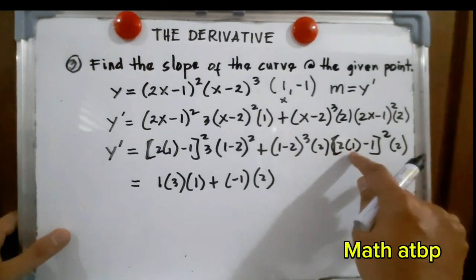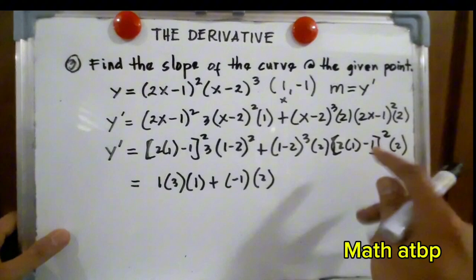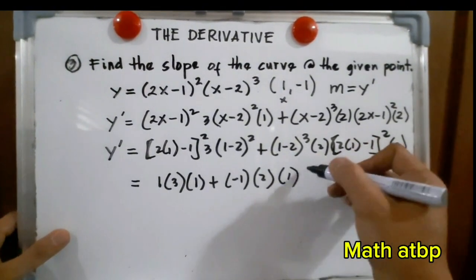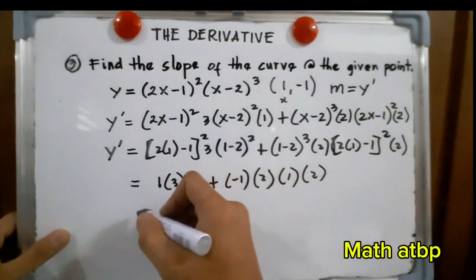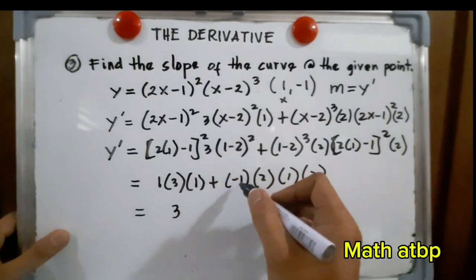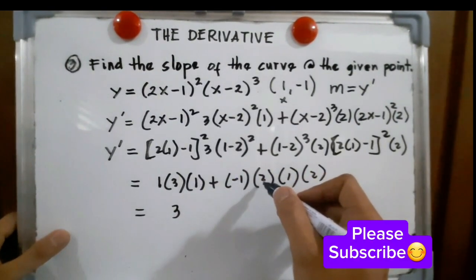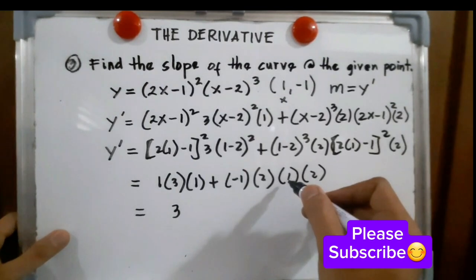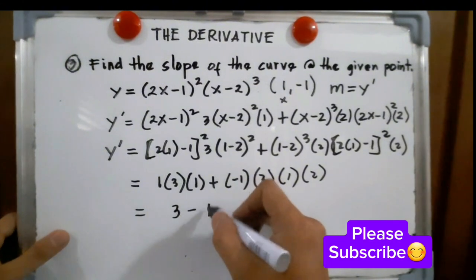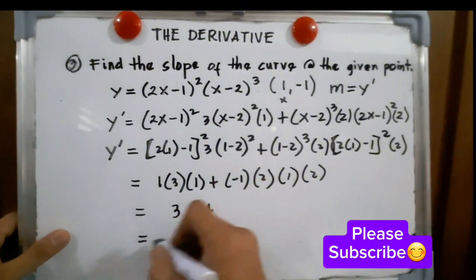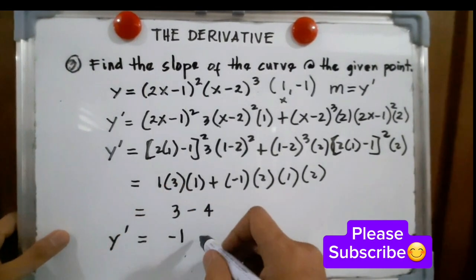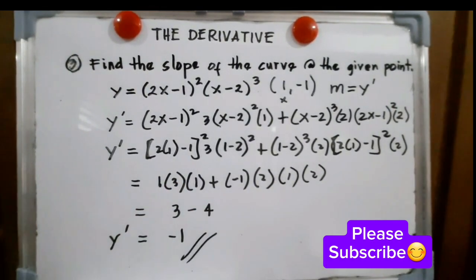And we have here 2 times 1 minus 1 is 1 squared is still 1, and then times 2. So we have here 1 times 3 times 1 is 3. And then negative 1 times 2 is negative 2 times 1 is negative 2 times 2 is negative 4. So you have 3 minus 4, and that is equal to negative 1. That is the slope or y prime. Did you get it? Thank you.